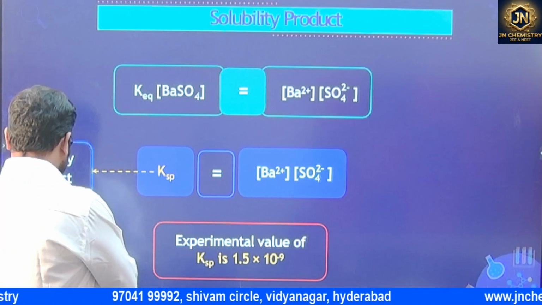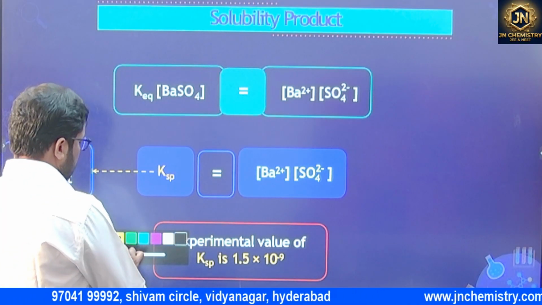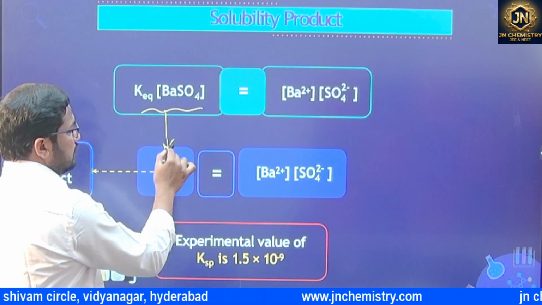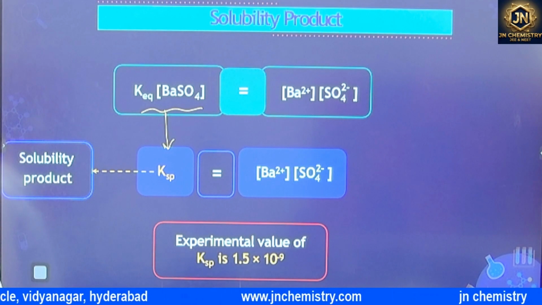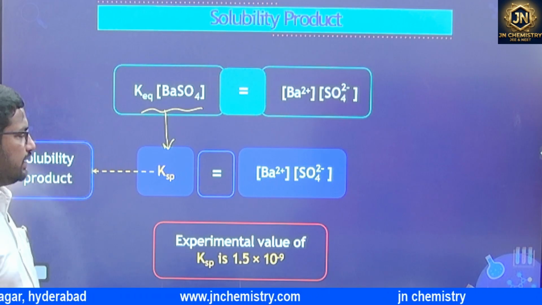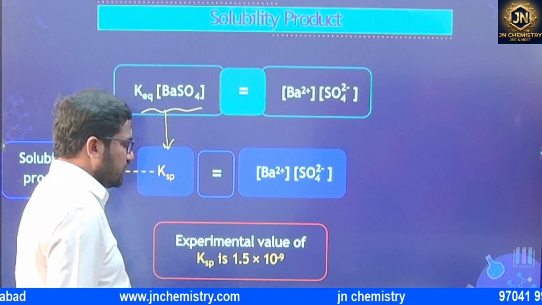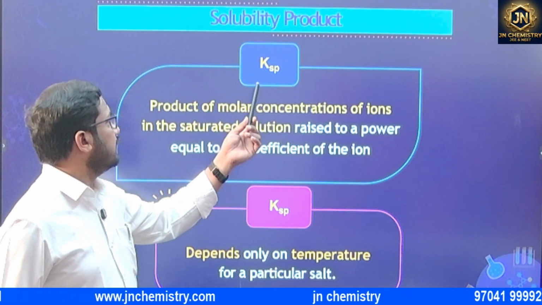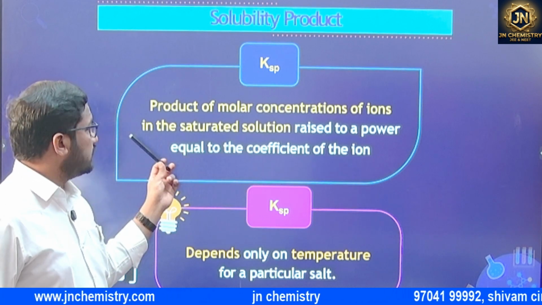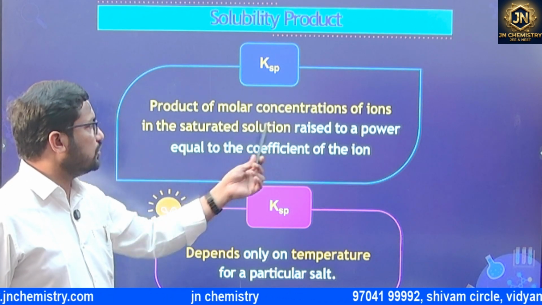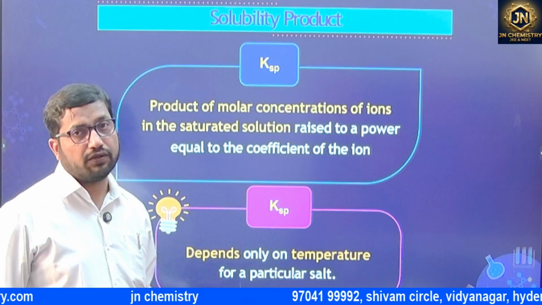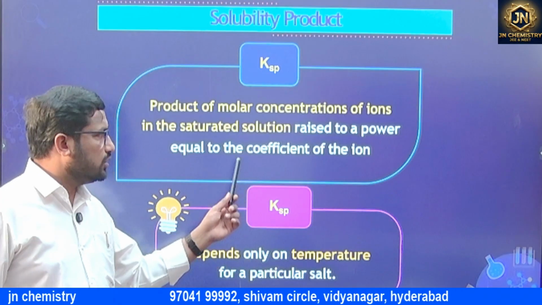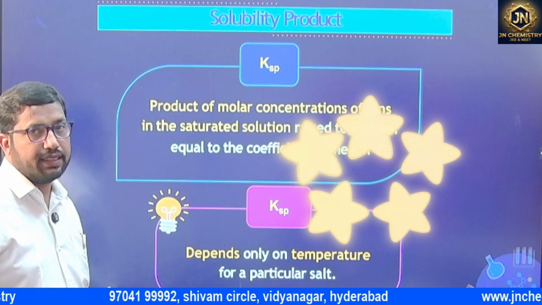Because these two are constants, we call this Ksp. Ksp is nothing but the solubility product. Experimentally this value is 1.5 into 10 to the power of minus 9. Write it down. Solubility product, Ksp, is the product of molar concentrations of ions in a saturated solution raised to a power equal to the coefficient of the ion. Ksp depends only on the temperature for a particular salt. Two points are very important. Just write it down.